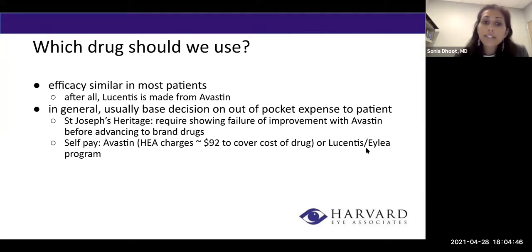And then for patients that don't have insurance, there are programs for Lucentis and Eylea patients where they'll actually provide the drug for free, or Avastin. It's about $92 to cover the cost of the drug if the patient were to pay out of pocket.